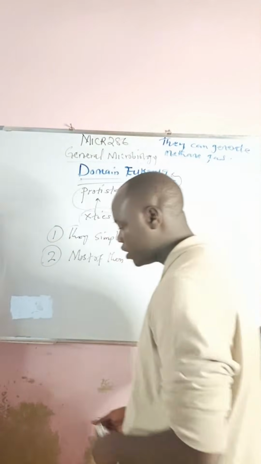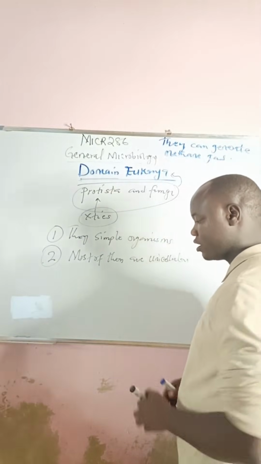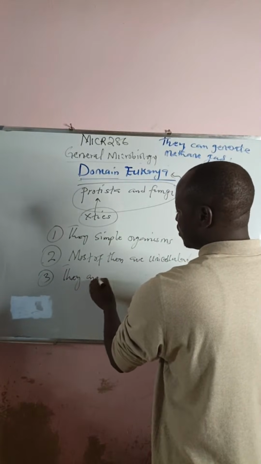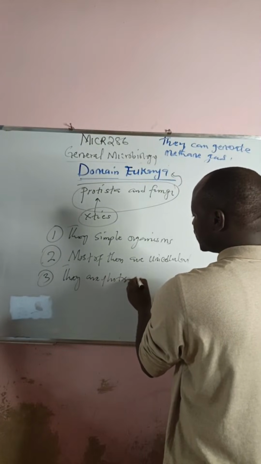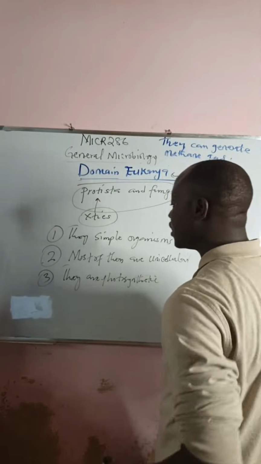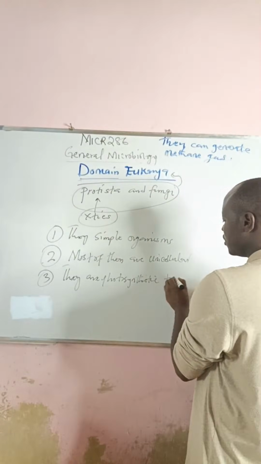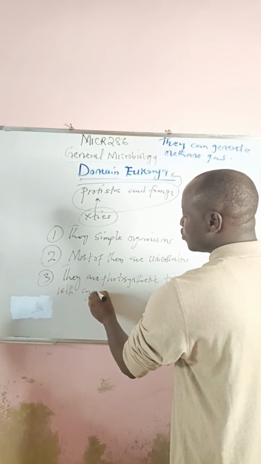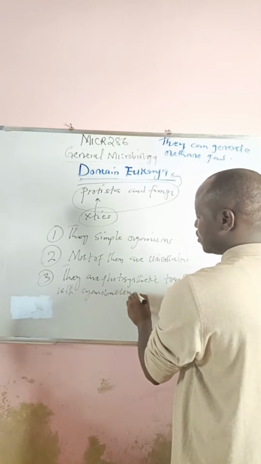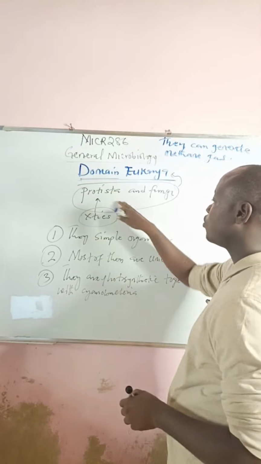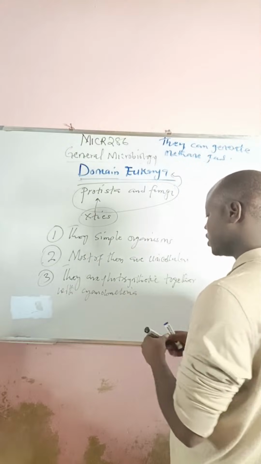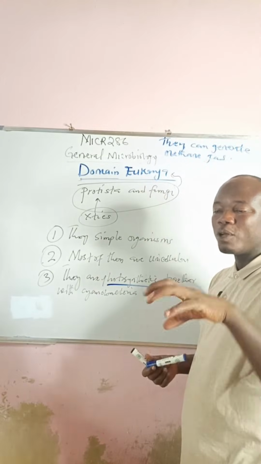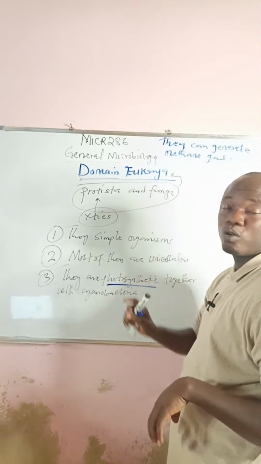Then the second one, they are photosynthetic, meaning that they can undergo photosynthesis, together with cyanobacteria. So most of these protists are photosynthetic, meaning that they can undergo photosynthesis. They can generate their own food on their own based on the presence of chlorophyll.